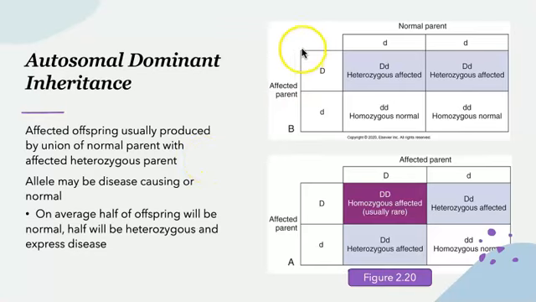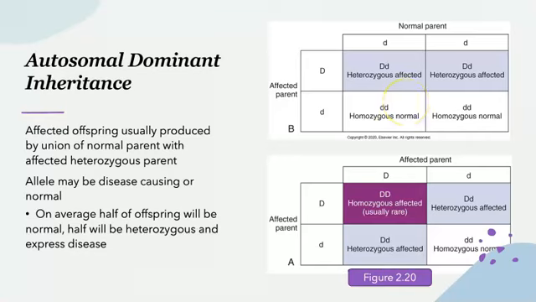Here we have a heterozygous affected parent. So remember, when we have that big capital letter there, we are going to have it carry the disease dominantly, so that's why this parent is affected, whereas this one has the recessive, and so they are unaffected. And what we see is that 50% of the children here are going to be affected, whereas the other half will be unaffected because they are homozygous.